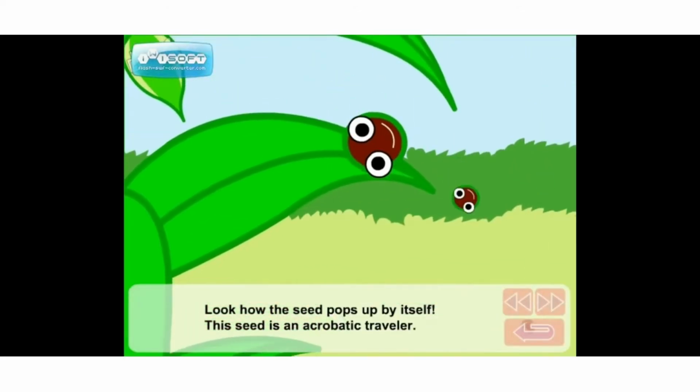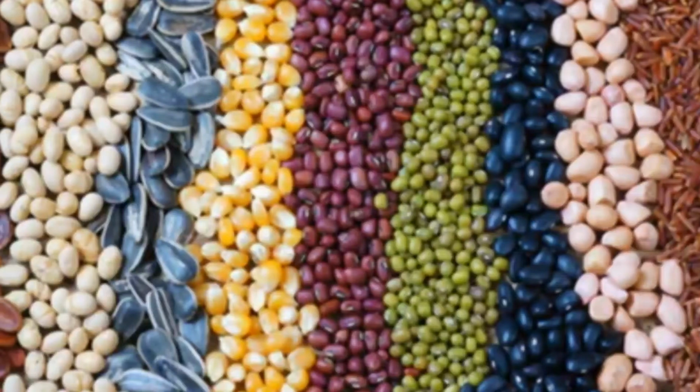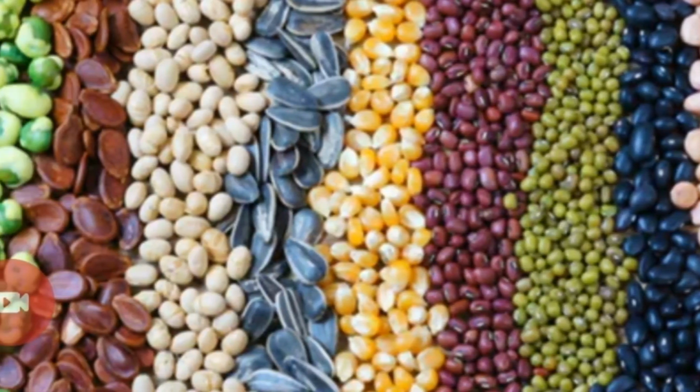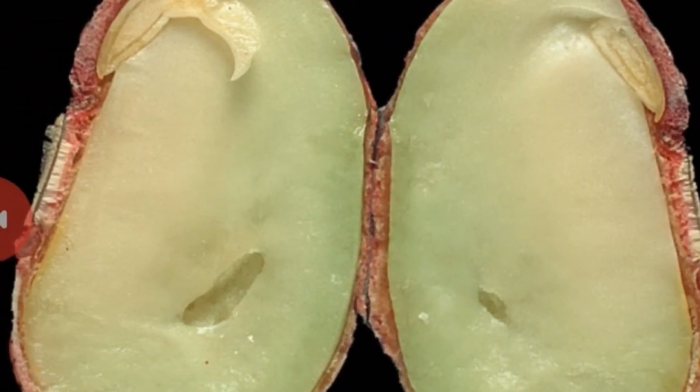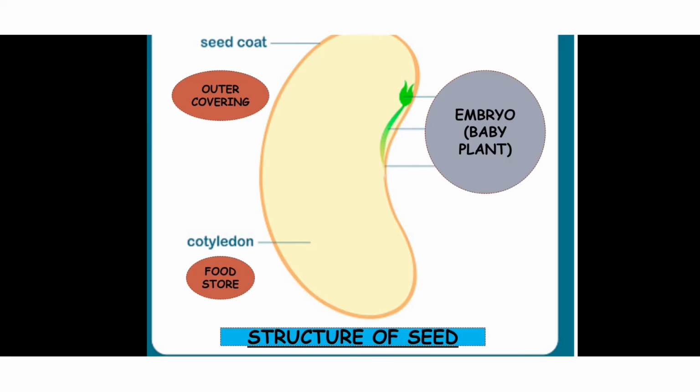Understood how the seeds are dispersed? Seeds are really good travelers. Now we will see the structure of a seed. The seed mainly has three parts: seed coat, cotyledon and embryo. Seed coat is the outer covering to protect the seed. Cotyledon is the food storage part and embryo is the baby plant.